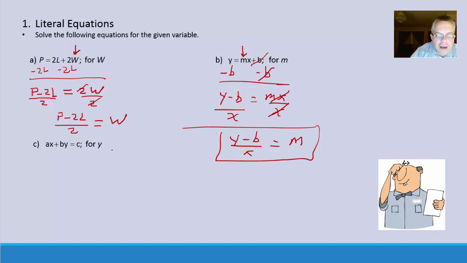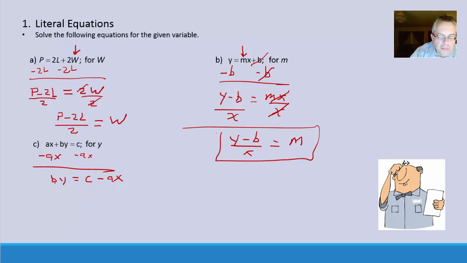This last one has 5 letters. Okay, we want to solve for y. All right, this ax has got to go. So we subtract it. Subtract ax from both sides. On the left, we'll have b times y. And on the right, we just have c minus ax. There's nothing to combine. It's just c minus ax.